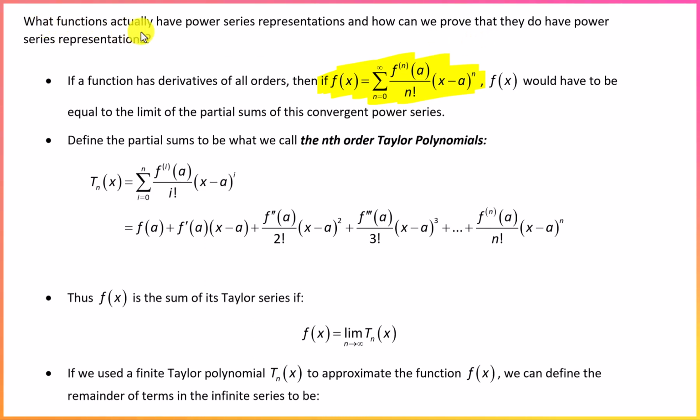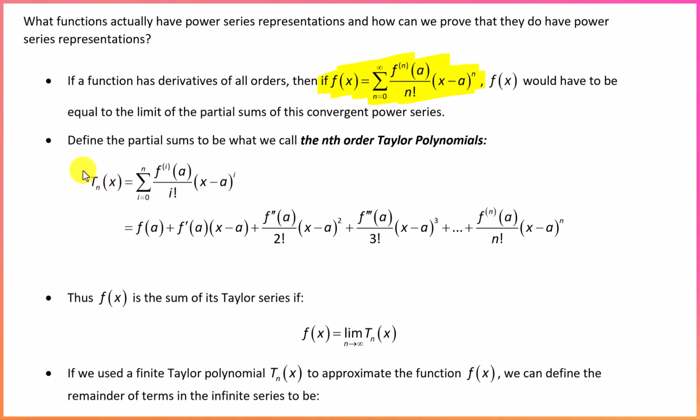How will we know what functions actually have a power series representation? How can we prove that they do? Because if they have a power series representation, now we know how to find it using our Taylor series. So if a function does have a power series representation, then it has to be equal to the limit of its partial sum.